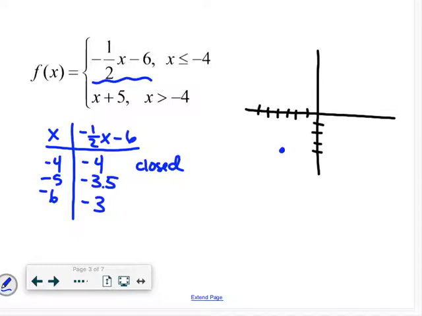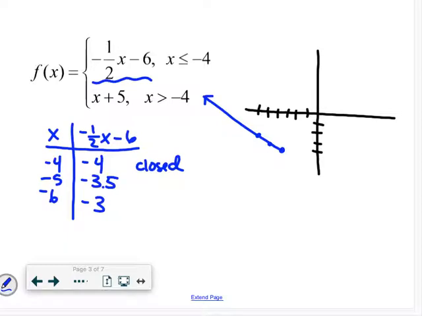And I got a closed circle. I could go 5 to the left and 3.5 down, and 6 to the left and 3 down. I really only needed 2 points for a line. Okay, an overkill here. And everything was to the left of the -4, so I want to start there and draw my line left.